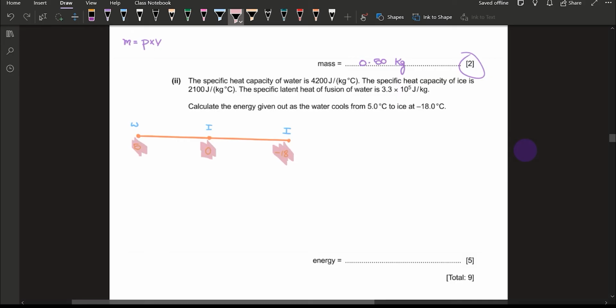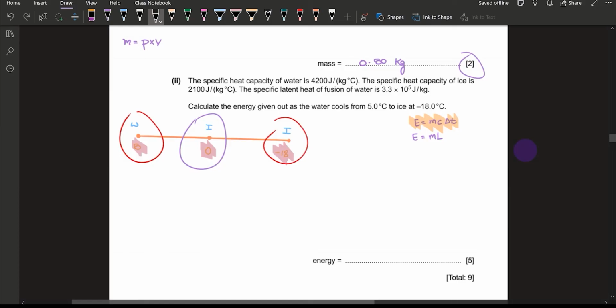So for finding for all 3 of them, we have 2 equations for finding energy. E equals mc delta T, E equals ml. And the first equation is going to be used for these 2 scenarios, as there is temperature difference. And for the second equation, we're going to use the middle one. So first what we have to do is find out the energy of the water.